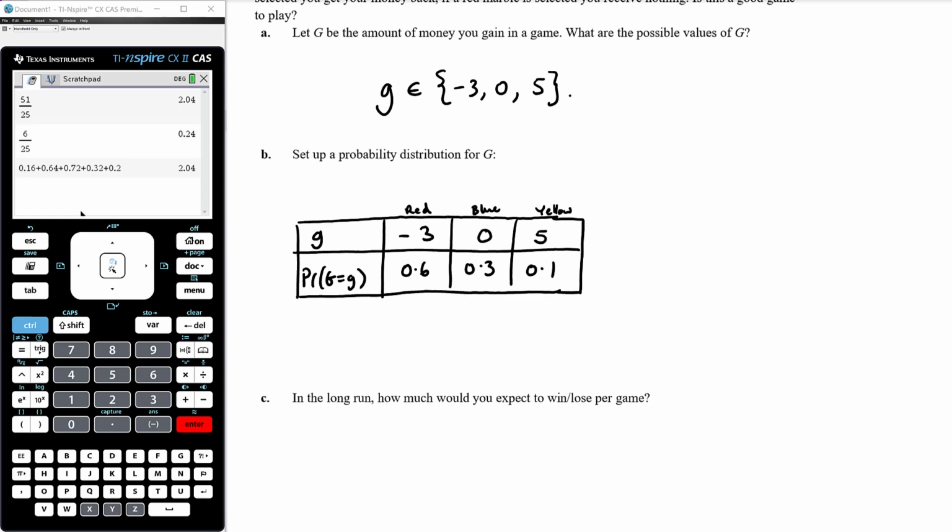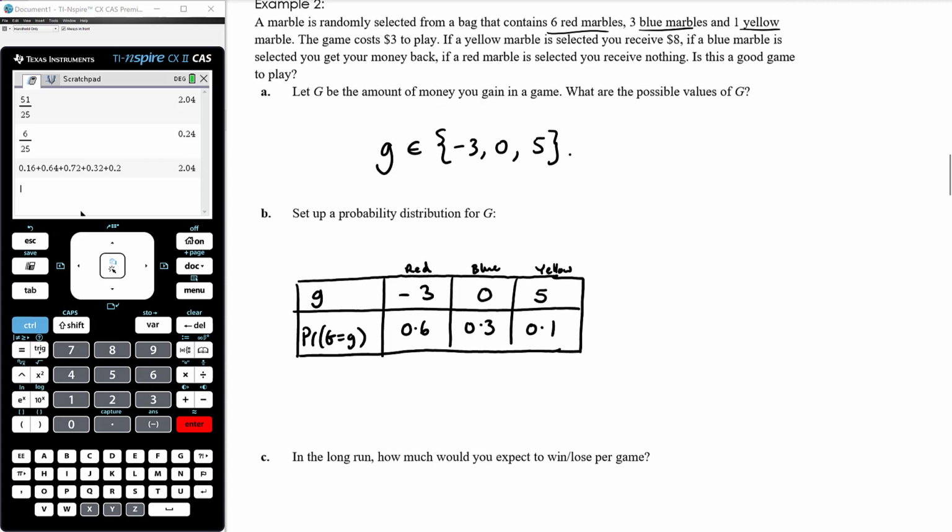Part C, in the long run, how much would you expect to win or lose per game? So this is the definition of an expected value. In the long run, this is what we would expect to happen. On average, this is what should happen. Now, if you only play the game twice, you could lose both times, lose $3 both times and lose $6. But if you play the game 2,000 times, you should be, on average, earning the expected value.